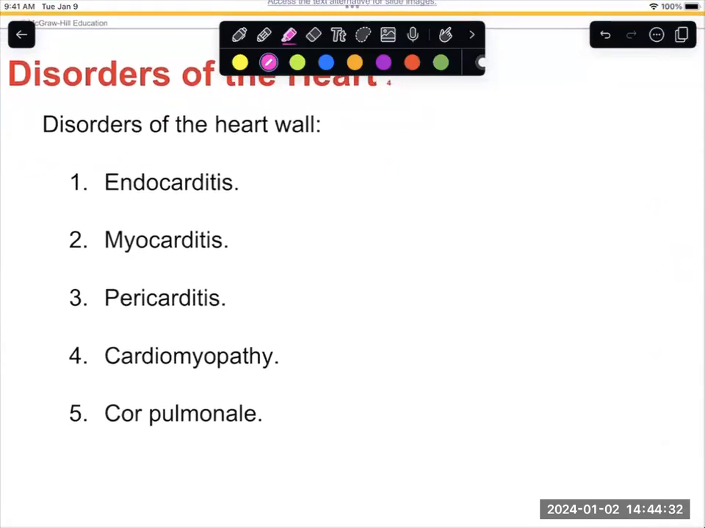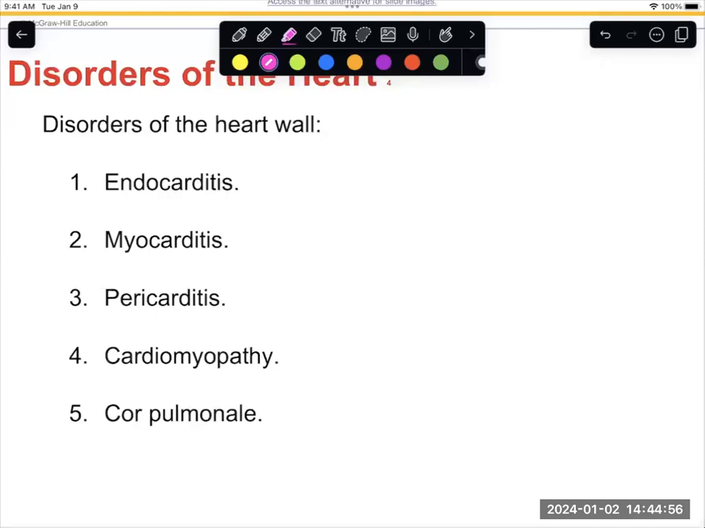Endocarditis: endo, inside; cardi, the heart; itis, inflammation. Endocarditis is most common in drug abusers and people with damaged heart valves. Myocarditis deals with that muscle, so it's inflammation of the heart muscle.